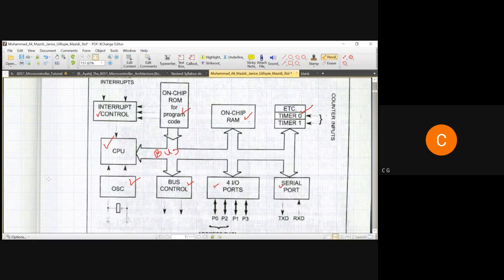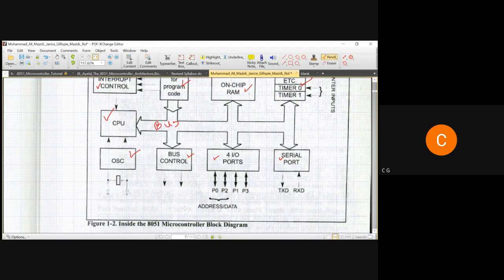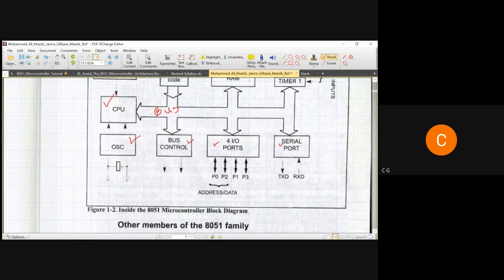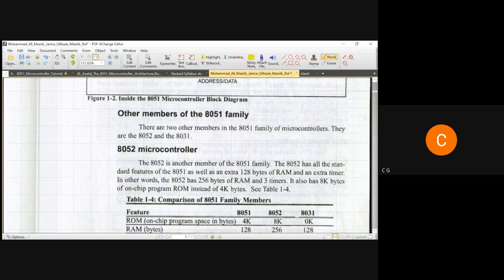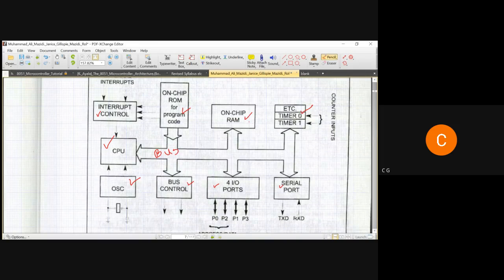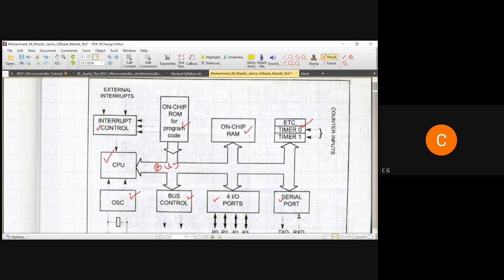So this is what our 8051 microcontroller has. I'm using this diagram because it gives the proper information about the 8051 microcontroller. Then we have seen what the CPU and stack pointer are.